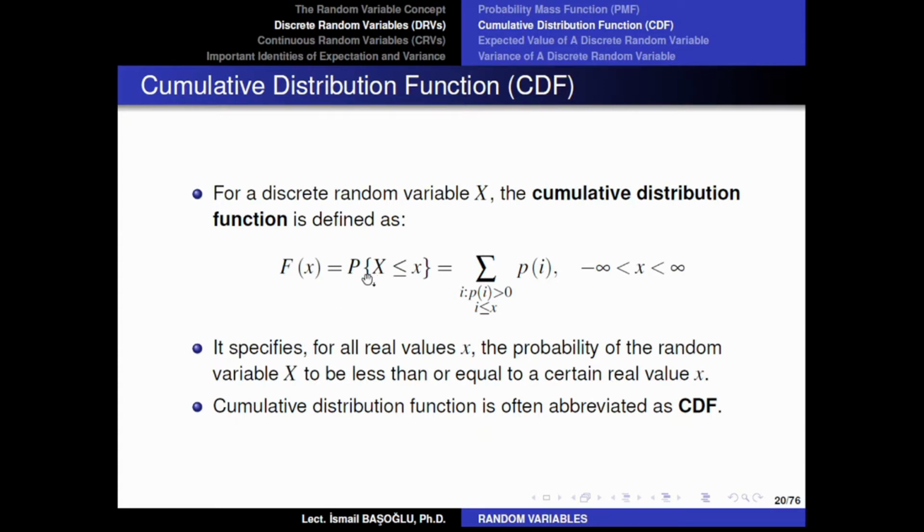So this function specifies for all real values of x from minus infinity to plus infinity, you choose any arbitrary x, and for that x value, it gives you the sum of probability masses for which the values are less than or equal to x. And just like the probability mass function, the cumulative distribution function also has an abbreviation, which is CDF. So when we say CDF or PMF, you need to understand what type of function that we are talking about. So learn the abbreviations. PMF stands for probability mass function and CDF stands for cumulative distribution function.